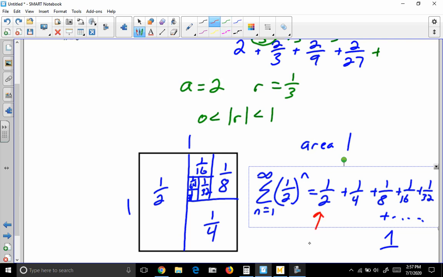This is A, and to get from one term in the sequence to the next term, each time we're multiplying by 1/2, so R is 1/2. So as long as the absolute value of R is between 0 and 1, it's going to converge. And it converges to A over 1 minus R.